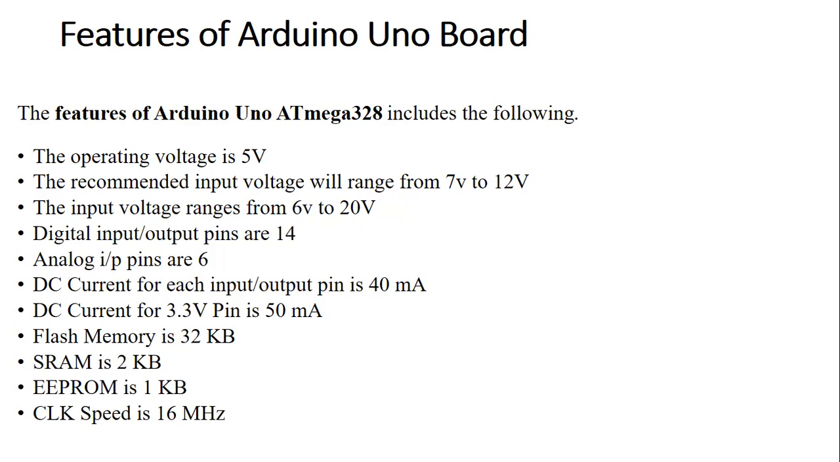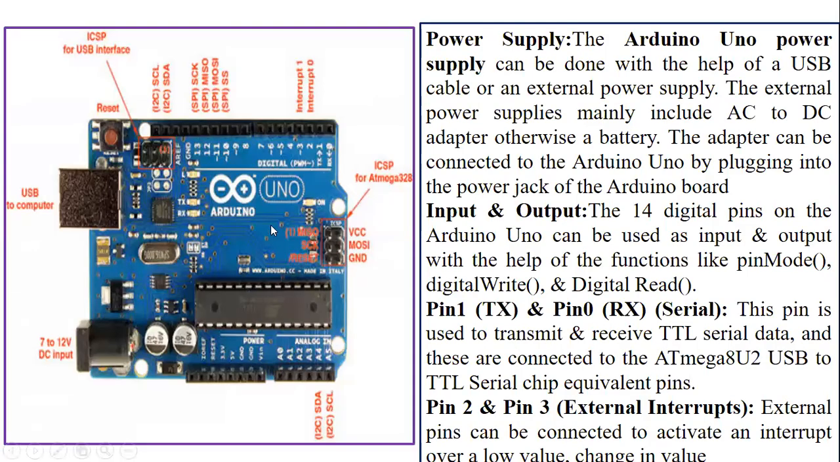It has flash memory of 32 kilobytes, SRAM is 2 KB, EEPROM is 1 KB, and clock speed is 16 megahertz. These are a few important features of the Arduino Uno board. Now next, this is the detailed description of the Arduino board.